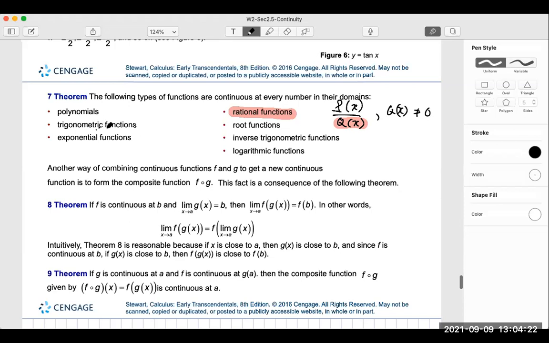And trigonometric functions are also continuous. Exponential functions and root functions are also continuous on their domain. Also inverse trigonometric functions and logarithmic functions. If you don't remember these, please go back to the course 1021 LSU, as I reference in the Moodle, and review these. Okay.